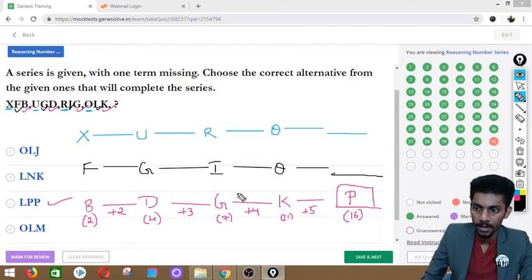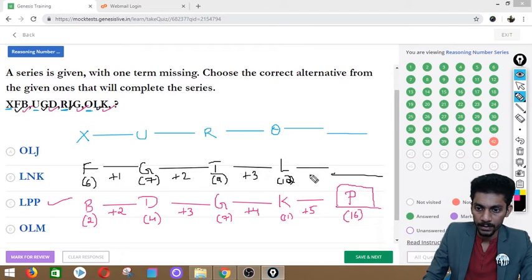Let's check with the other one also. Okay. F is the 6th letter. This is the 7th letter. This is the 9th letter. This is the 10th letter. Correct? So F, G, I and L. Sorry, it should be L. So L is the 12th letter. Here 6 plus 1 is 7. 7 plus 2 is 9. 9 plus 3 is 12. 12 plus 4 is the 16th letter. Which is the 16th letter? Again it is P. Which are the two terms that are ending with P? It is option C only. Only option C has P in it. So you can directly tick there or solve completely.